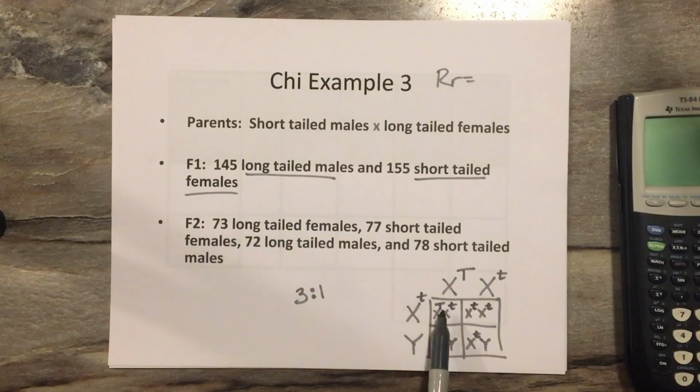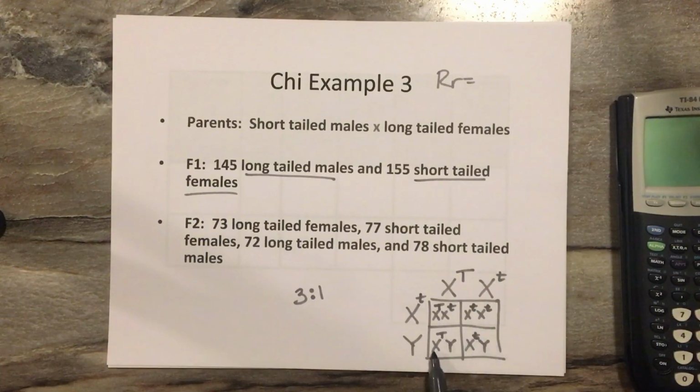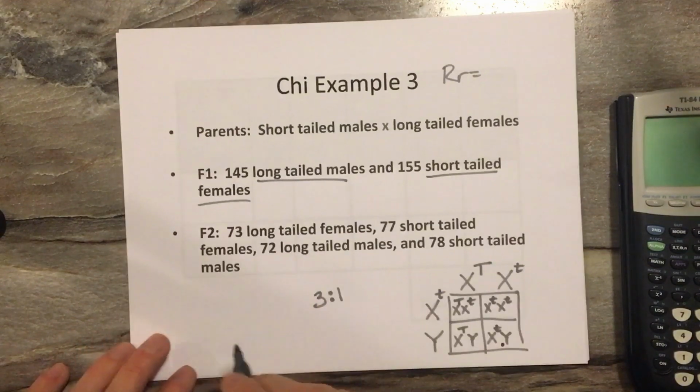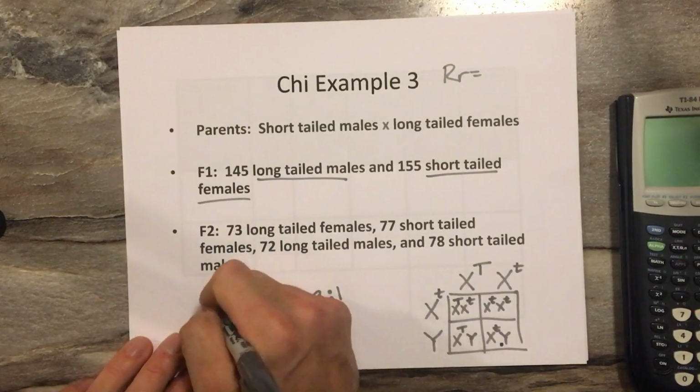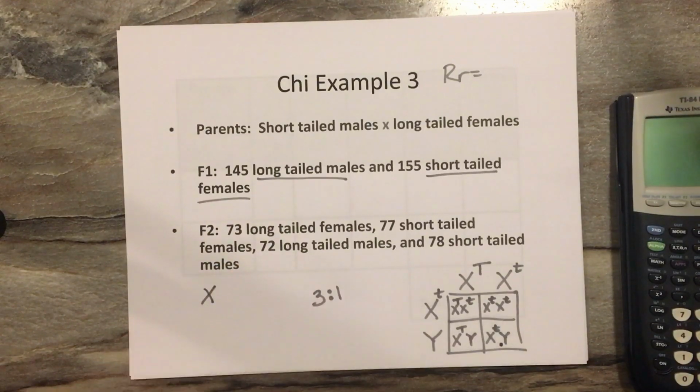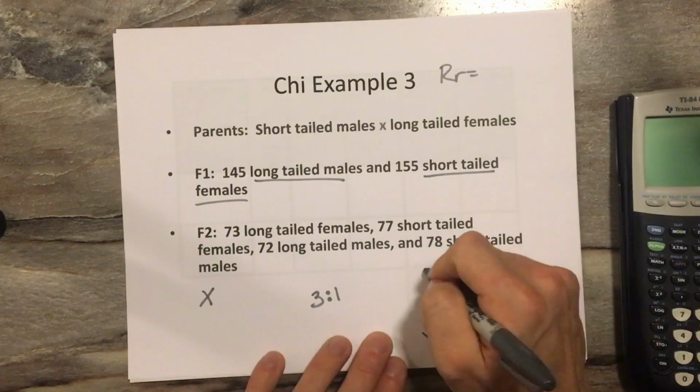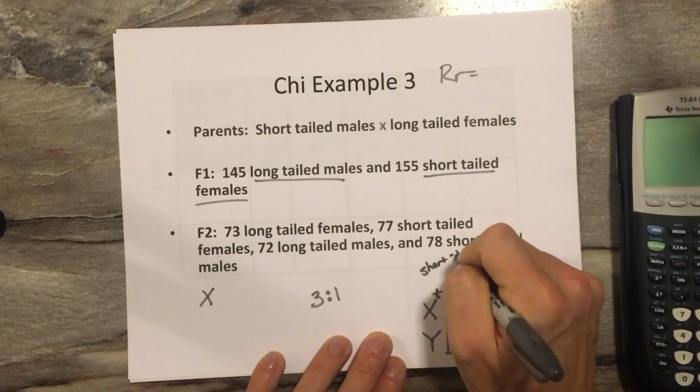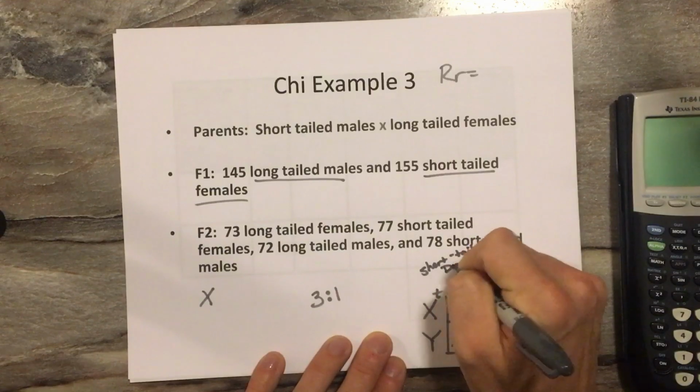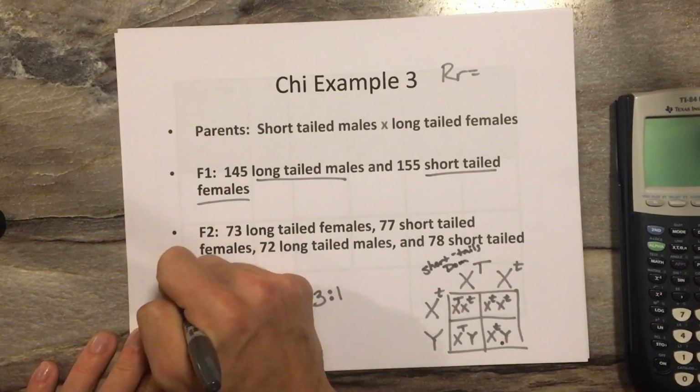And if you notice here, we get all 4 of our phenotypes for our F2 generation. We get our short-tailed females, we get our long-tailed females, we get our short-tailed males, and we get our long-tailed males. So this would work. Let's try it the other way. Let's pretend that long-tail is dominant. Okay? So this over here is short-tail dominant. This over here will be long-tail.